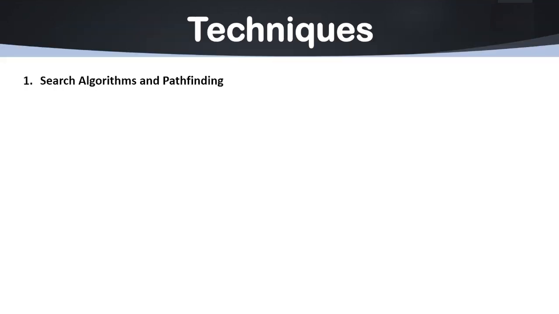The first technique we have is search algorithms and path finding. As we have already discussed in data structures and algorithms, we have so many search algorithms like A star algorithm, depth first algorithm, and breadth first algorithm. All these are search algorithms in computer science. In AI, A star is a widely used search algorithm that combines cost and heuristic estimation to efficiently find the optimal path, and it is commonly applied in navigation and game AI. So it is basically used in navigation systems.